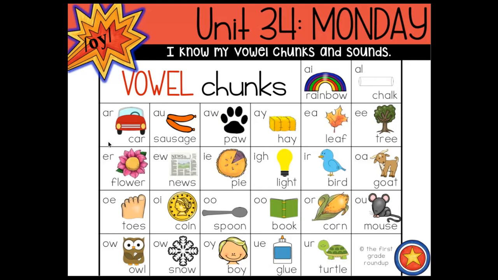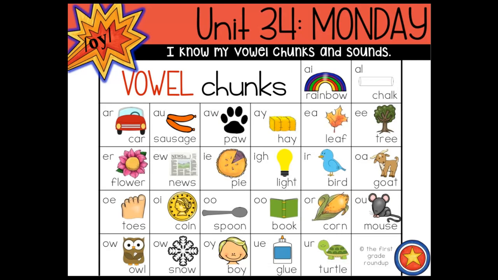Now let's go over our R controlled sounds. We have AR, like in car, and that says R. We have ER, like in flower. Another one that makes the same sound is IR, like in bird. And then we've got some OR sounds right here, or, like in corn. And then we have another R controlled right here, which is making the sound again, like in turtle.